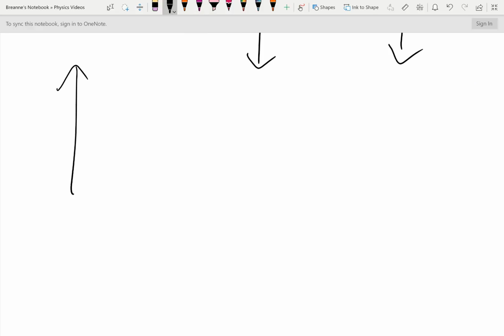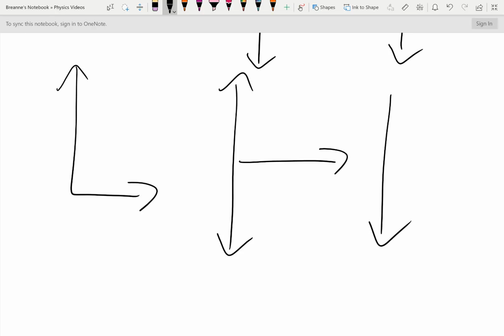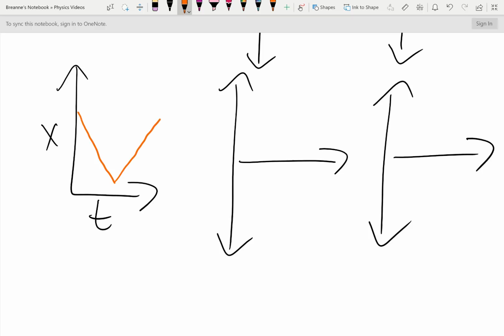Next one. You have position, you have velocity, and you have acceleration. So position for a person walking south and then back home. So you're starting at home, so you're walking south. Remember, going down the graph is negative. Then it says you're walking back home.